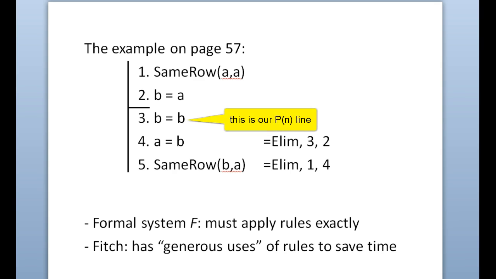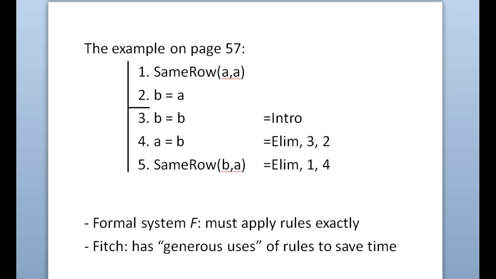We're using line 3 as our PN line, our first premise of the rule. We're using line 2 as our second premise. Line 2 lets us substitute A for B wherever we want to in line 3. So that gives us A equals B, because we chose to substitute A just for the first B in line 3. So our justification for that is identity elimination 3, 2.